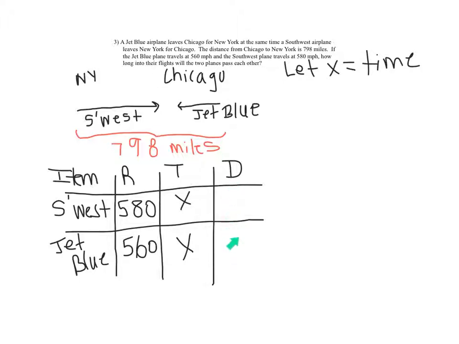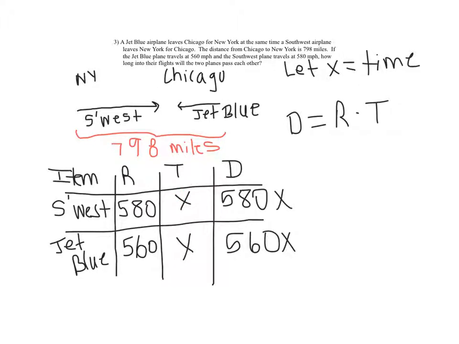Distance, again, we're going to use our formula to get the distance column. It's rate times time. Here's our formula again, distance equals rate times time. So here the distance is the 580 times X and 560 times X here. Let's just take a minute here to discuss what this means.